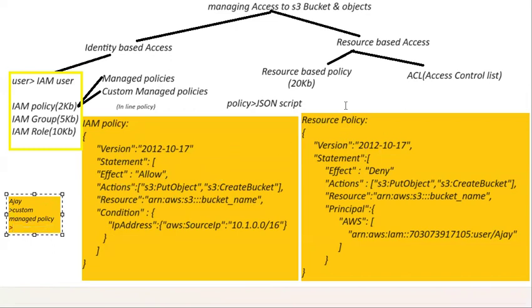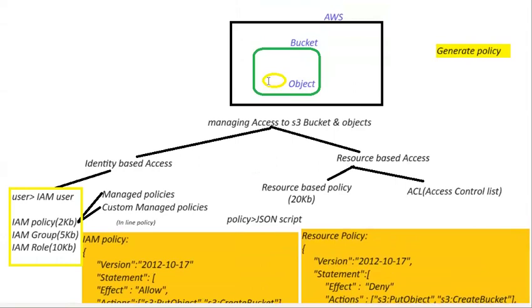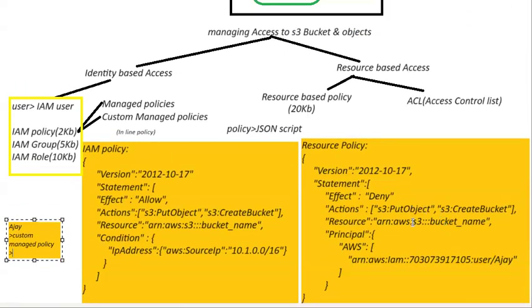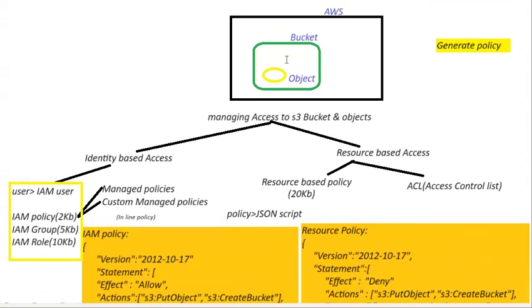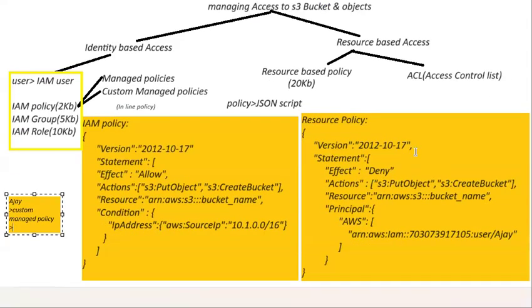And I attached a resource based policy to the bucket, where in this resource based policy I provided deny for this Ajay user to access this bucket. I'm providing my effect as deny for this particular user. Who is the user? Ajay. Whereas I attached a custom managed policy to Ajay, where in that I provided my effect as allow this particular user to access these resources and perform these operations.